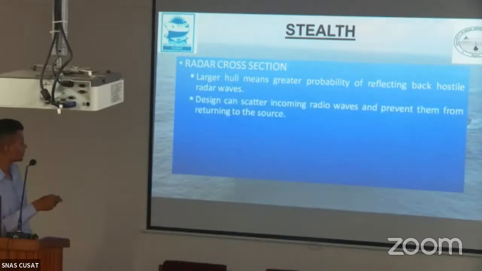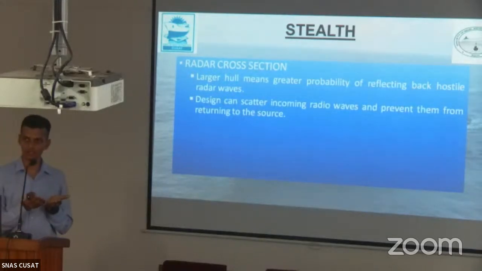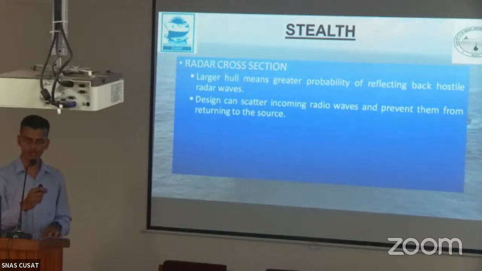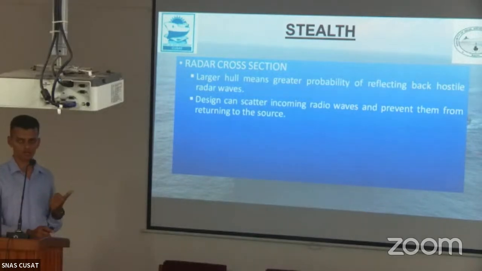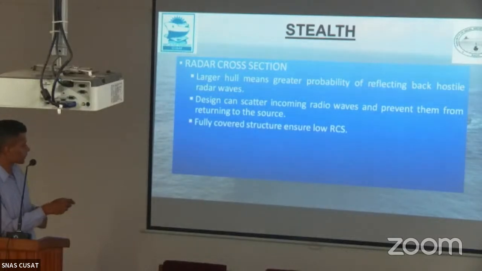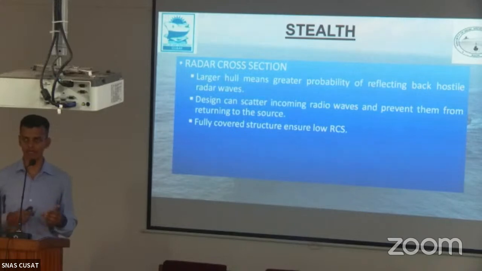So if you optimize the design of your ship above the waterline in such a manner that the incoming radar waves from the hostile ships can be scattered in different directions, you have to ensure that the incoming radio waves do not go back to its source. Then you are able to achieve the factor of stealth in radar cross section. So obviously, if we are having multiple exposed structures on the deck, then we are exposing multiple surfaces. So it is giving a greater probability of getting detected by the enemy.